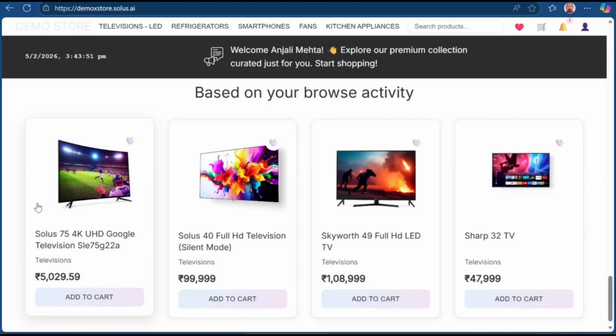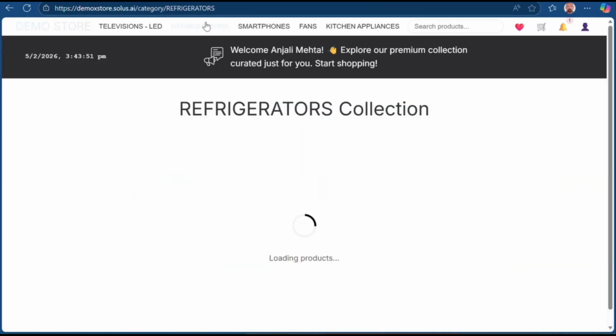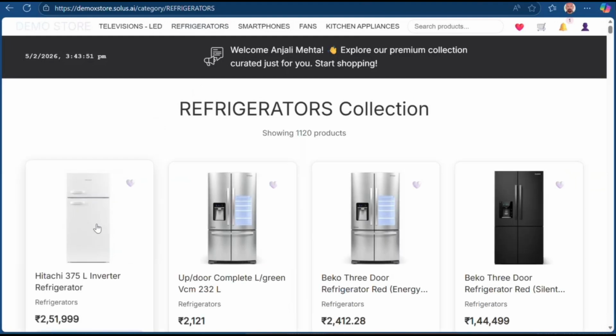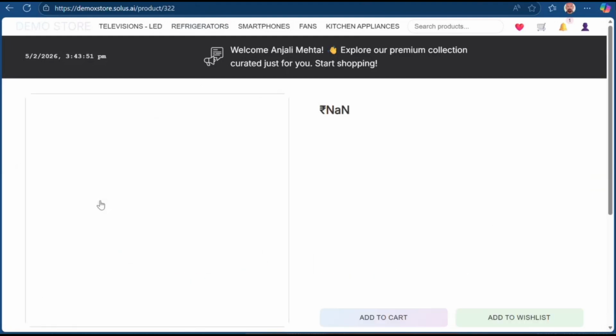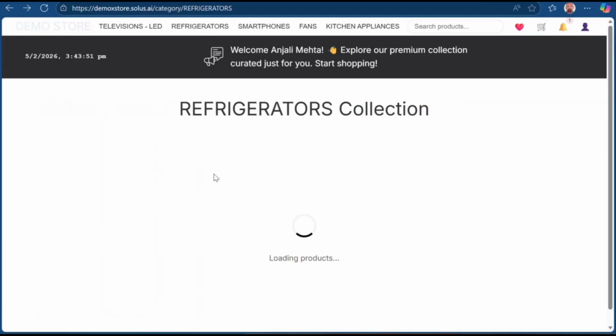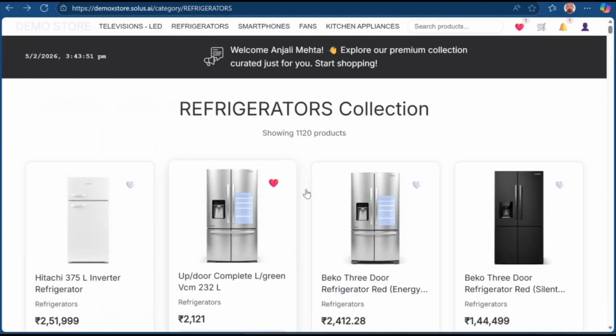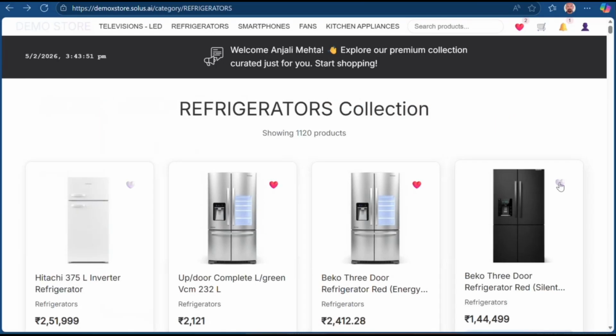Now, this can be real time. So now if I spend some time looking at refrigerators, okay, and I looked at a few refrigerators and I clicked on a few, I wish listed something, okay, and I put something on the shopping cart and so on and so forth.